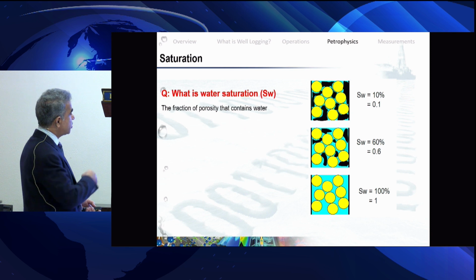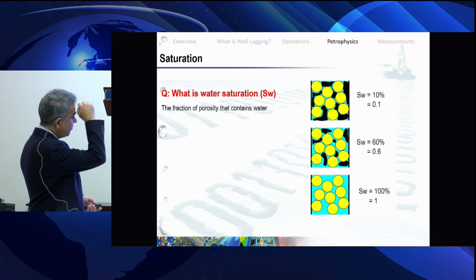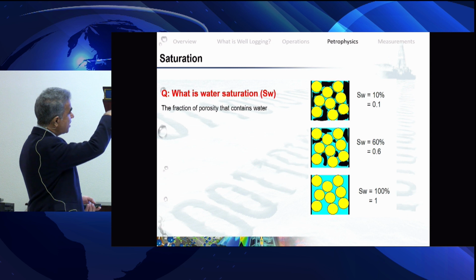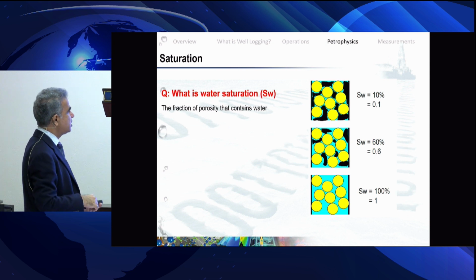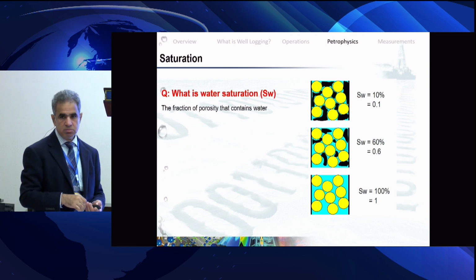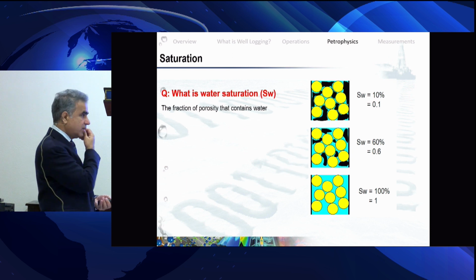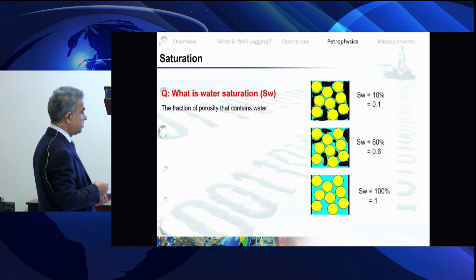So what is the water saturation? The fraction of porosity that contains water. If you look at the top figure on the left-hand side, SW is quite low, the blue portion is very small, so we call it a small water portion.